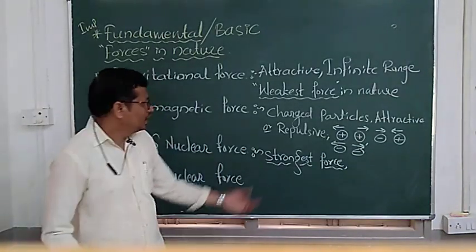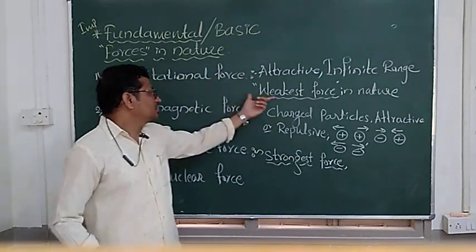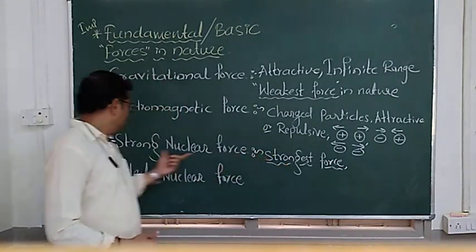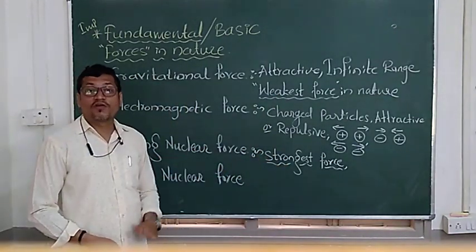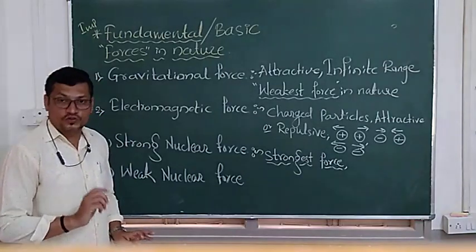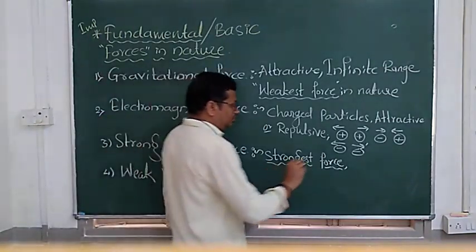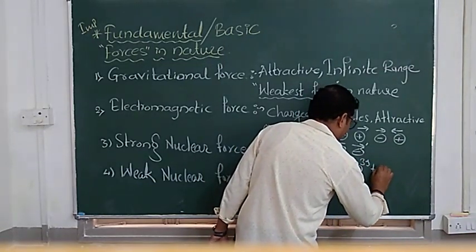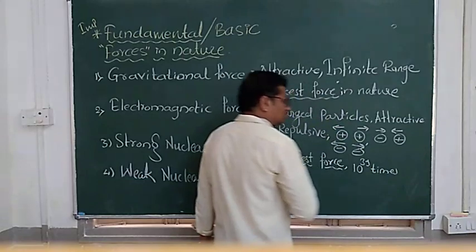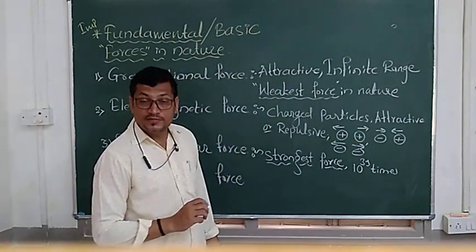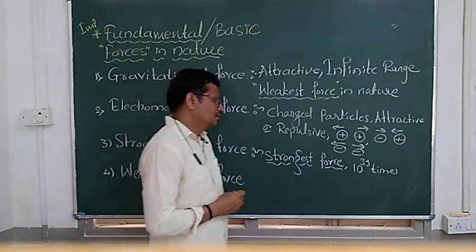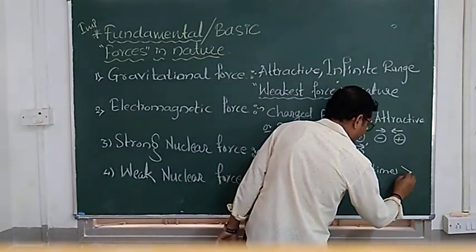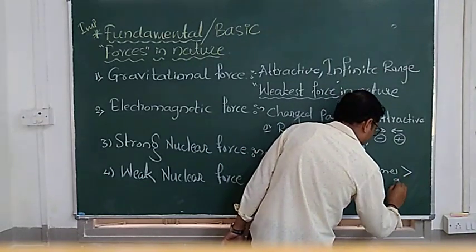And which is the weakest force? Gravitational force is the weakest force. And strong nuclear force is the strongest force. It is about 10 raised to 39 times greater than gravitational force.